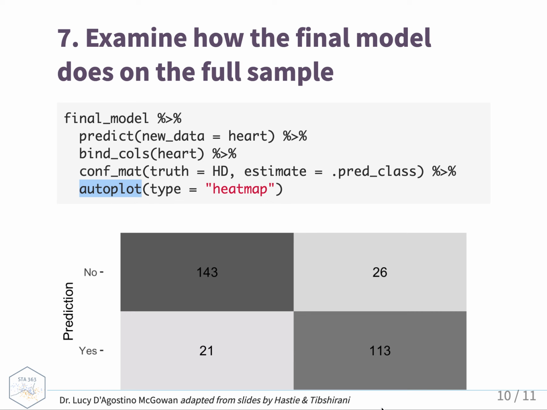This shows on the diagonal that 143 people were correctly classified into the predict no who were actually not in the heart disease category, and 113 were predicted correctly as having heart disease. Our missed predictions here were in the off diagonals. Our model predicted 21 folks that did not have heart disease to have heart disease, and 26 that did have heart disease to not have heart disease.